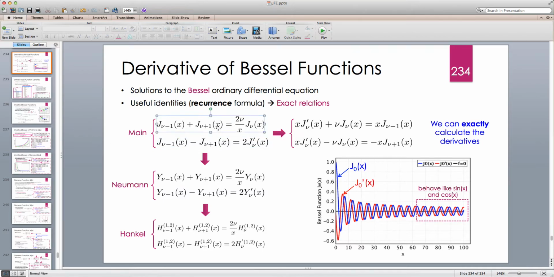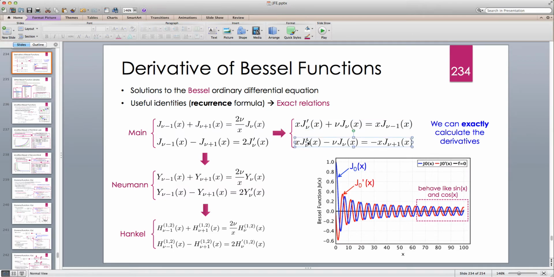And we can just rearrange these equations and turn them into these equations. x j nu prime plus nu j nu is x j nu minus 1. Okay, so multiply by x here on both sides, and then use the other equation to come up with these equations.